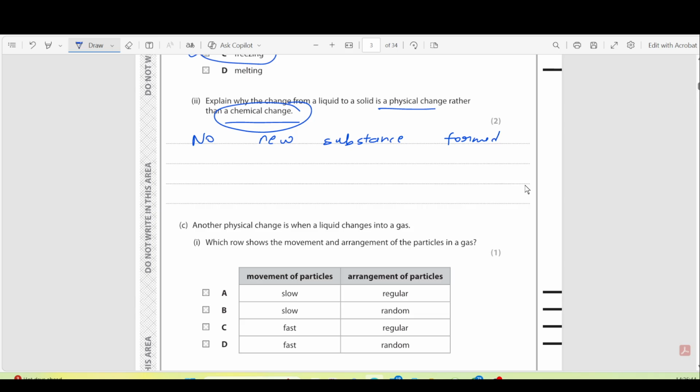No new substance formed, the chemical composition of wax remains the same. It is still wax, right? The state has changed, but it is still wax. Because it is 2 marks, write one more point. It is reversible, right? I'm just going to write the main point. Make sure you write a proper line, proper statement. Solid wax can be melted back into liquid, simply by heating it again. So the only thing that happened here is a change in state. It only involves a change in the physical state of matter from liquid to solid due to heat.